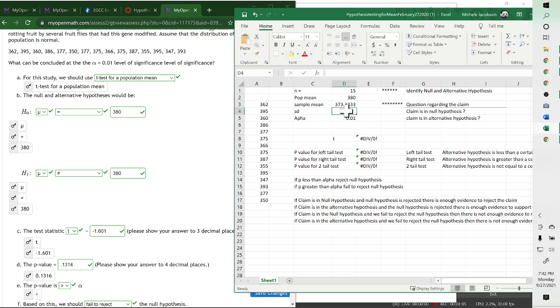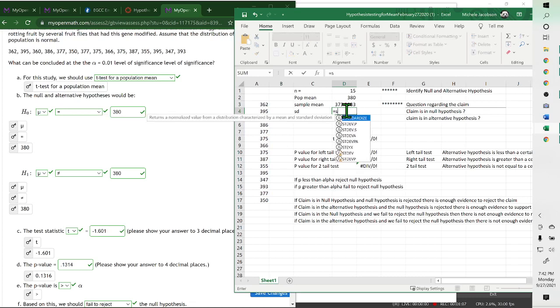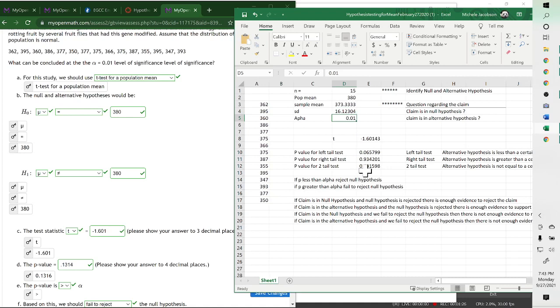Standard deviation equals, and put ST, and standard deviations come up. You want the one with the S because it's a sample. This one would be a population, so we want this one. Double click and highlight your data, hit enter, and there's your standard deviation.